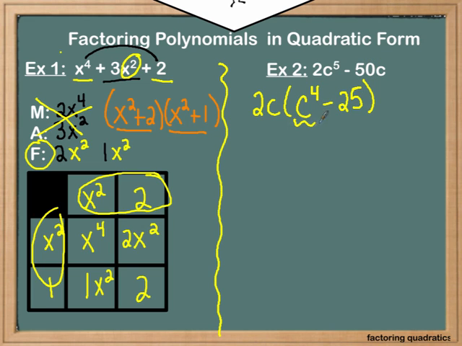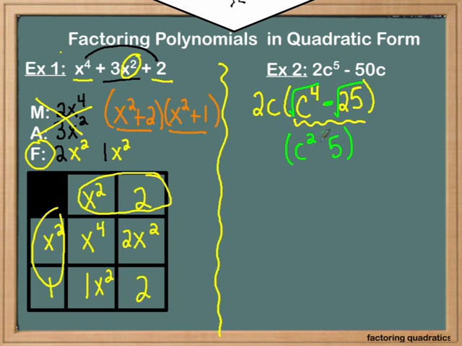So now what am I left with? In the parentheses I have a binomial. Right now we're going to check, could that binomial be a difference of squares? Well, it certainly is a difference. Can I take the square root of both of those? I can. Well, we haven't done this before, and now's the time to begin. The square root of c to the 4th is c squared. The square root of 25 is 5.